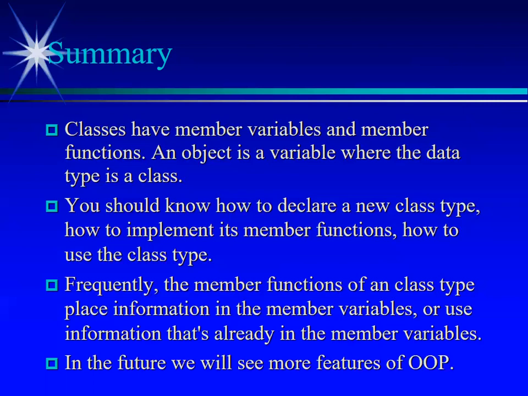Frequently, the member functions of a class type place information in the member variables, or use information that is already in the member variables. In the future, we will see some more features, that is encapsulation, polymorphism and inheritance. All those we have to see, but that will be in the next section. So now we will just stop here.